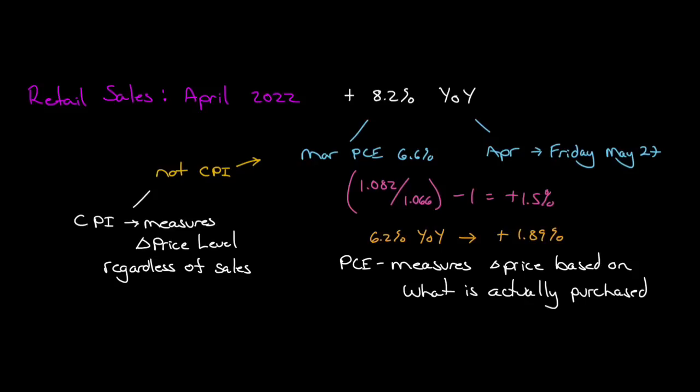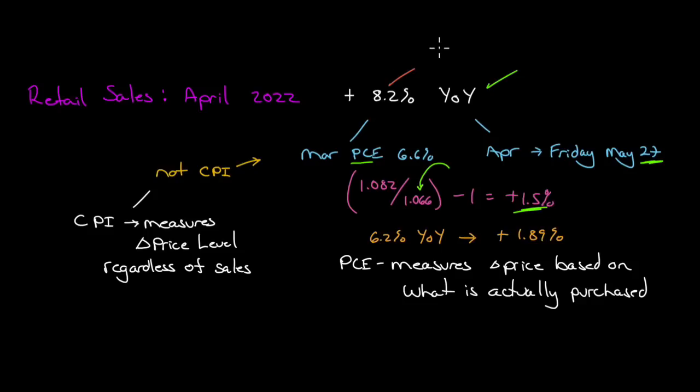Let's move on to retail sales. This is a report we had last week. Retail sales was actually quite good. 8.2% year over year. The March PCE was 6.6%. This was headline. We'll compare the 8.2 with the 6.6, this is for April, this is for March. We haven't had April's PCE yet. We'll get that on May 27th, but when we get it, you would substitute that into the denominator to get the percentage change in real growth in retail sales.